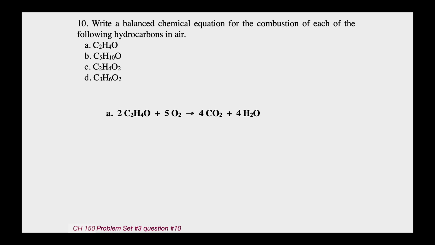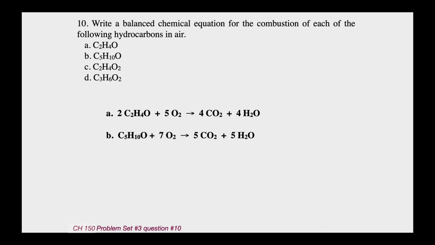So the first one, C2H4O. Initially, you'd have 2 CO2 from the C2, and you'd have 2 waters, but the number of oxygens you need is weird. Remember that there's already oxygen in the reactant, so you have to multiply everything through by 2, and this is the balanced reaction you get.